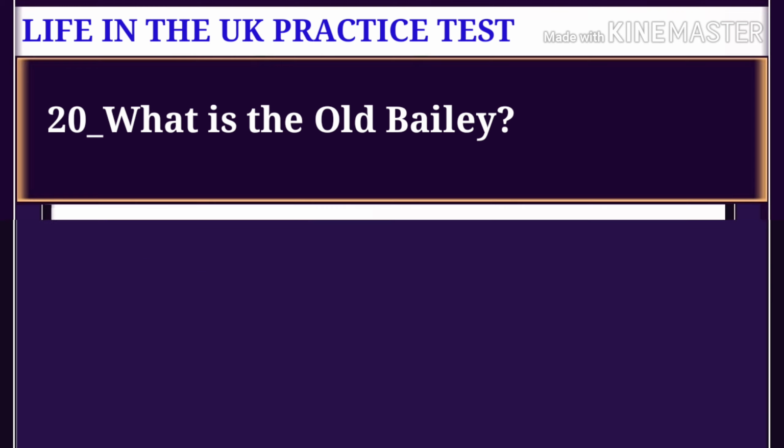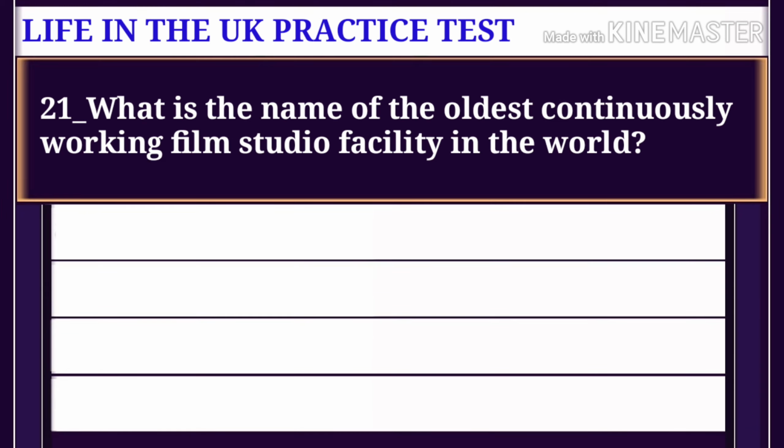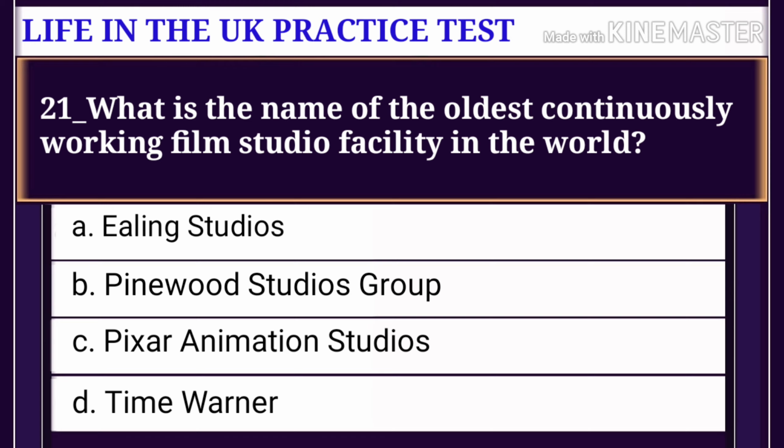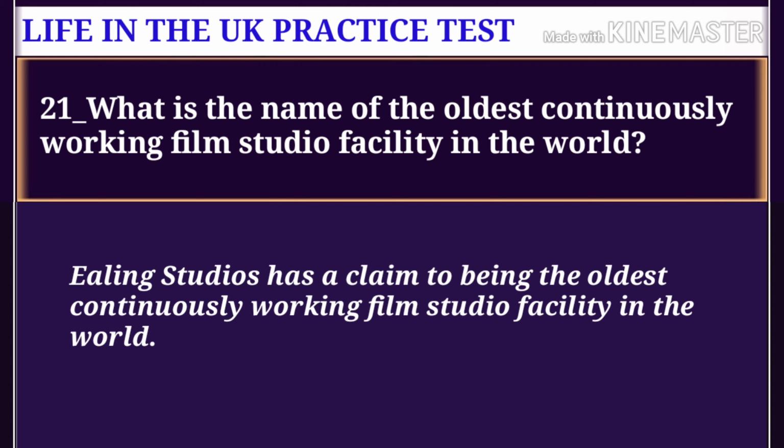Life in the UK practice test. Question 21 of 24. What is the name of the oldest continuously working film studio facility in the world? A. Ealing Studios. B. Pinewood Studios Group. C. Pixar Animation Studios. D. Time Warner. The correct answer is A, Ealing Studios. Ealing Studios has a claim to being the oldest continuously working film studio facility in the world.